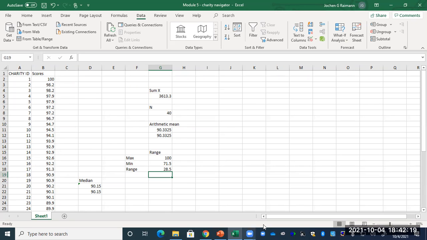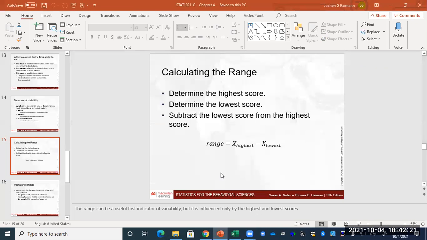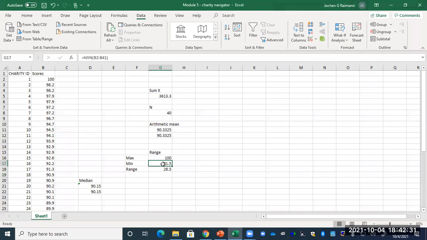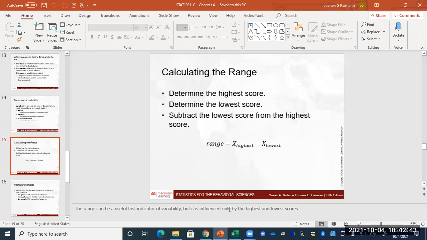Any question on that? I think that's as easy as can be. 28.5. We have max and min. That's the B2 to B41, max and min. And then the difference between max and min. Yeah? All right.